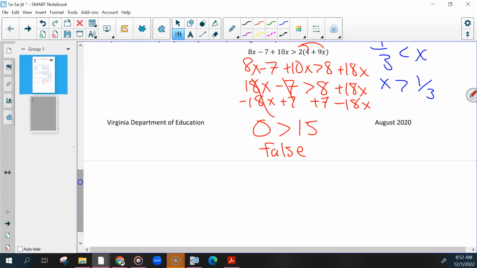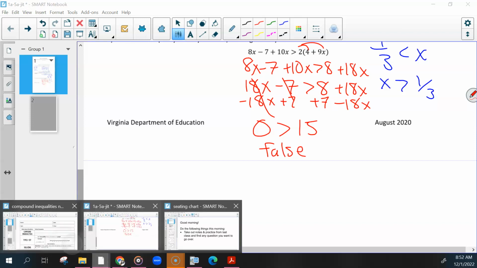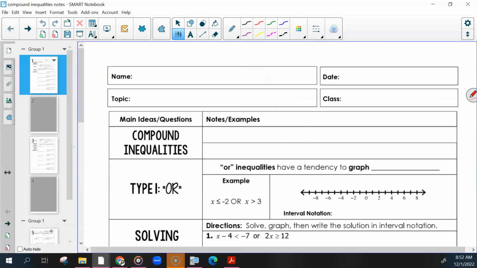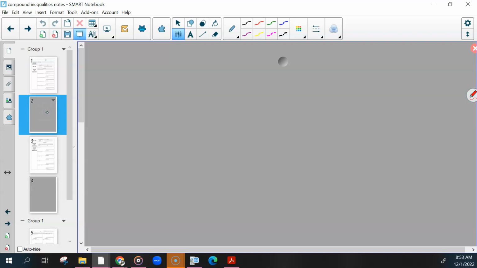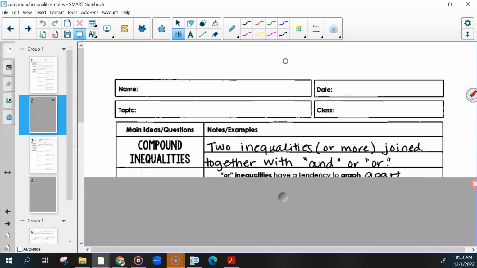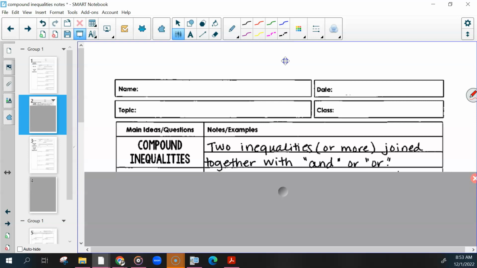All right. Today, we're going to talk about the next part of our inequalities, compound inequalities. So you all should have these notes in front of you. This may be new to you. I don't believe this was taught in an algebra course unless you were in advanced, possibly, but 2 years ago, I don't think this was taught. So, definition of a compound inequality: two inequalities or more joined together with and or.